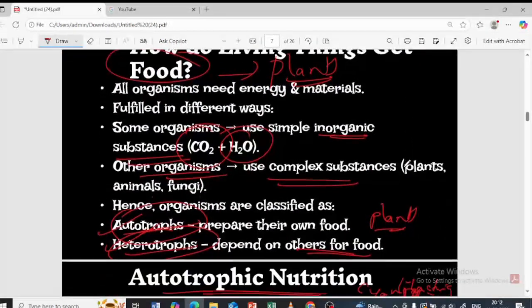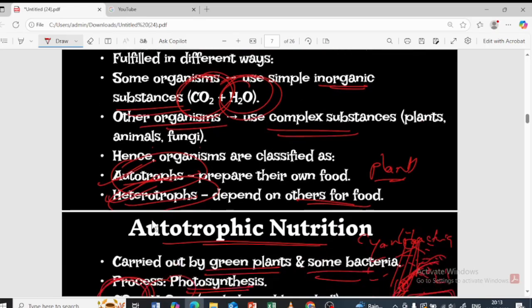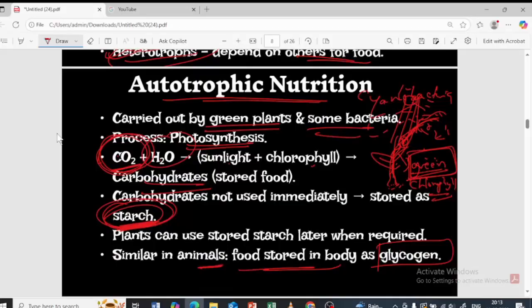The plants prepare their own food with the help of photosynthesis by using some inorganic substances: carbon dioxide, water, sunlight and chlorophyll. The organisms are classified into autotrophs and heterotrophs. Autotrophs are the green plants which prepare their own food, and some bacteria called cyanobacteria. In photosynthesis, they use inorganic material like carbon dioxide and water, they will use sunlight and chlorophyll, and the carbohydrates will be produced.